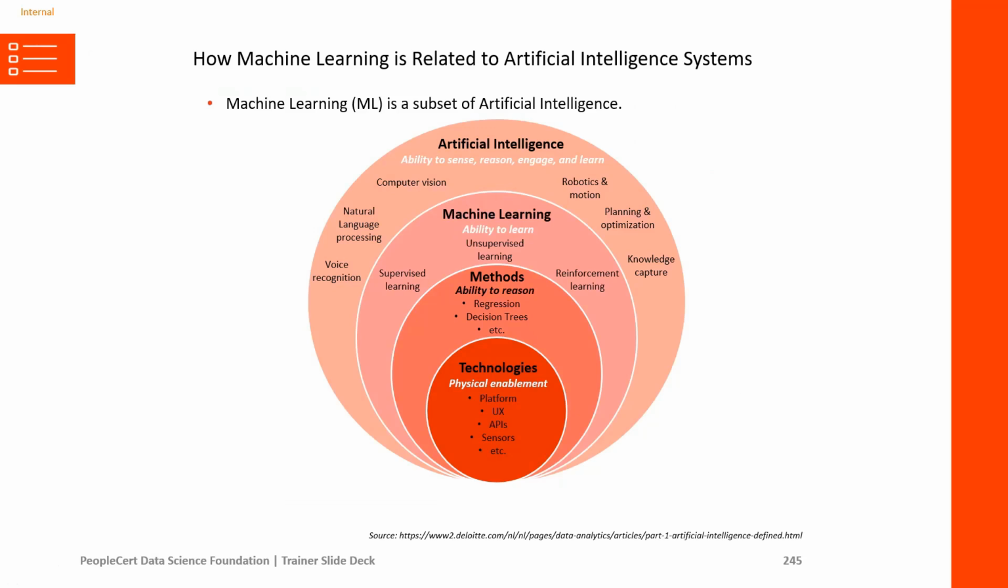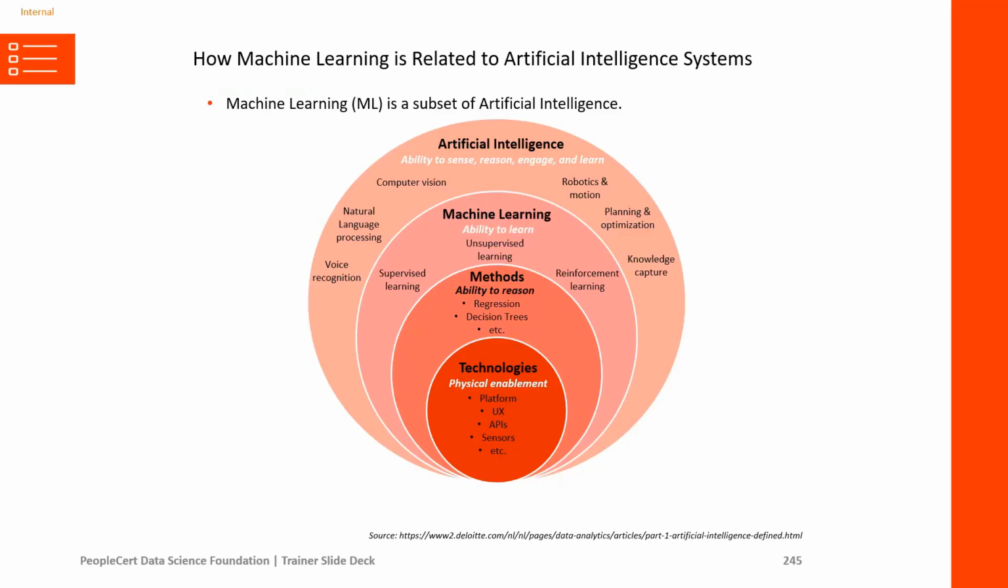Machine learning comprises the ability to learn through supervised learning, unsupervised learning, and reinforcement learning. That is a subset of artificial intelligence. Now, the methods are again a subset of machine learning. Methods talk about the ability to reason, that is, how you reason over your data. That is done through algorithms such as regression, decision tree, and classification. These are a few of the methods by which you do the reasoning. That is called the ability to reason.